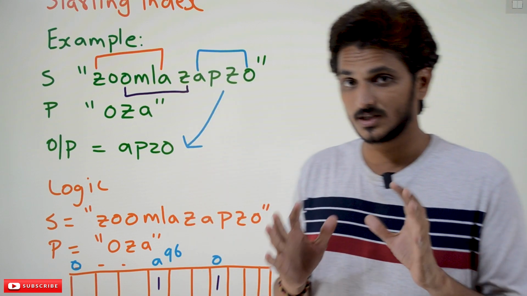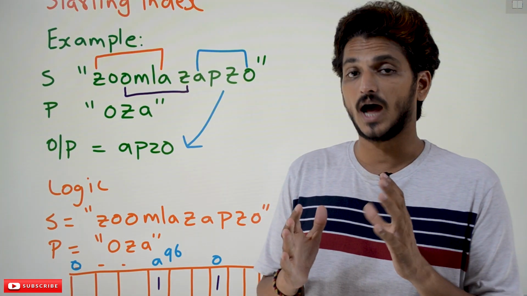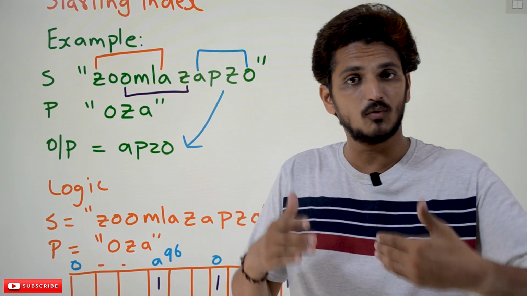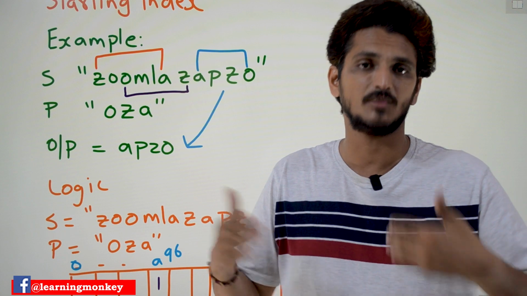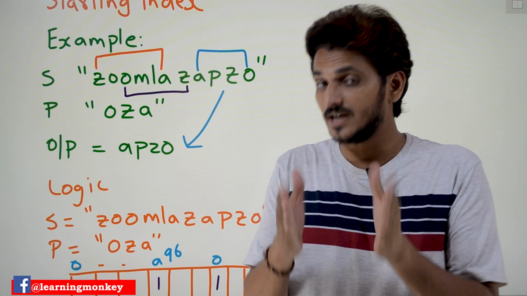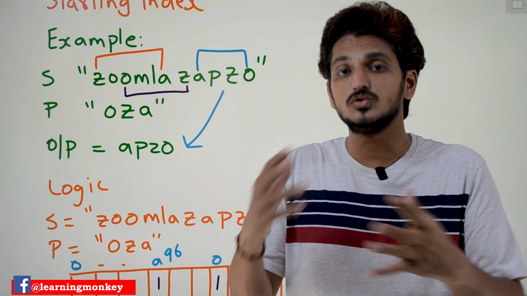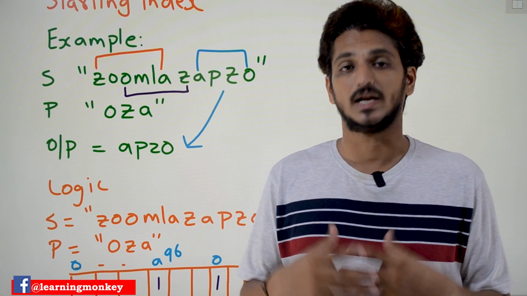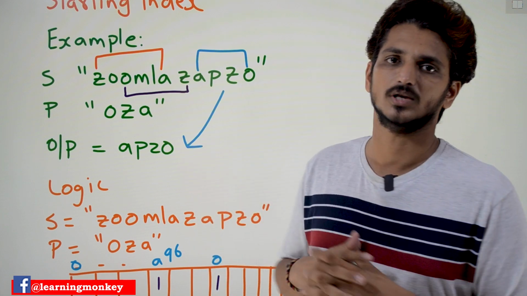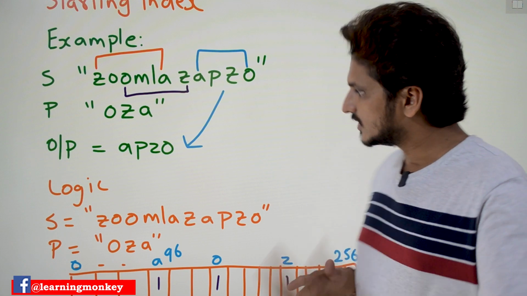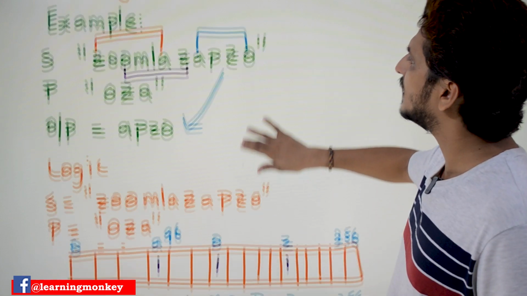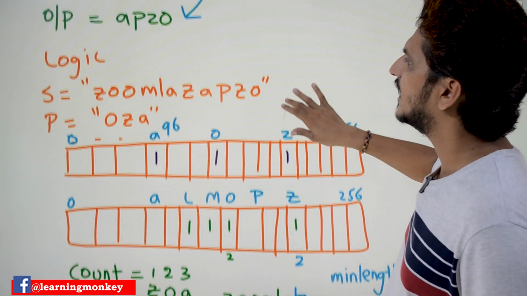So the logic is a bit difficult to understand, and this is a new method. Until now we have not yet discussed this type of method. So understand the method properly so that you can use it in other situations. That is why this example has been chosen. So understand step by step how we are going to build this logic.